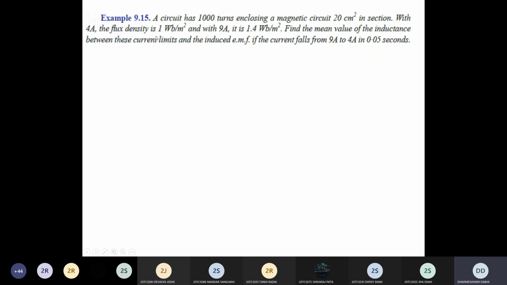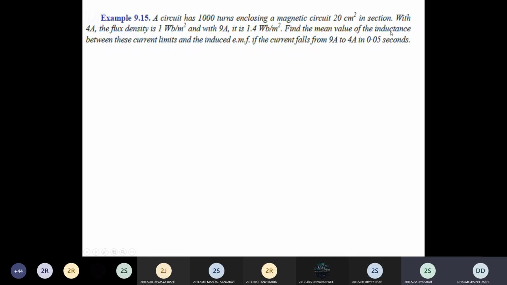Because the current is changing with respect to time, di by dt. Clear? So here, di is given. Di means change of the current, 9 minus 4. That is the change in the current. Same way, change in the flux density is also given. Here the flux density changes from 1 Weber per meter square to 1.4 Weber per meter square. So the change in the flux density is 1.4 minus 1, which means 0.4 Weber per meter square. Clear? So which equation can you use here to find the value of self-inductance?